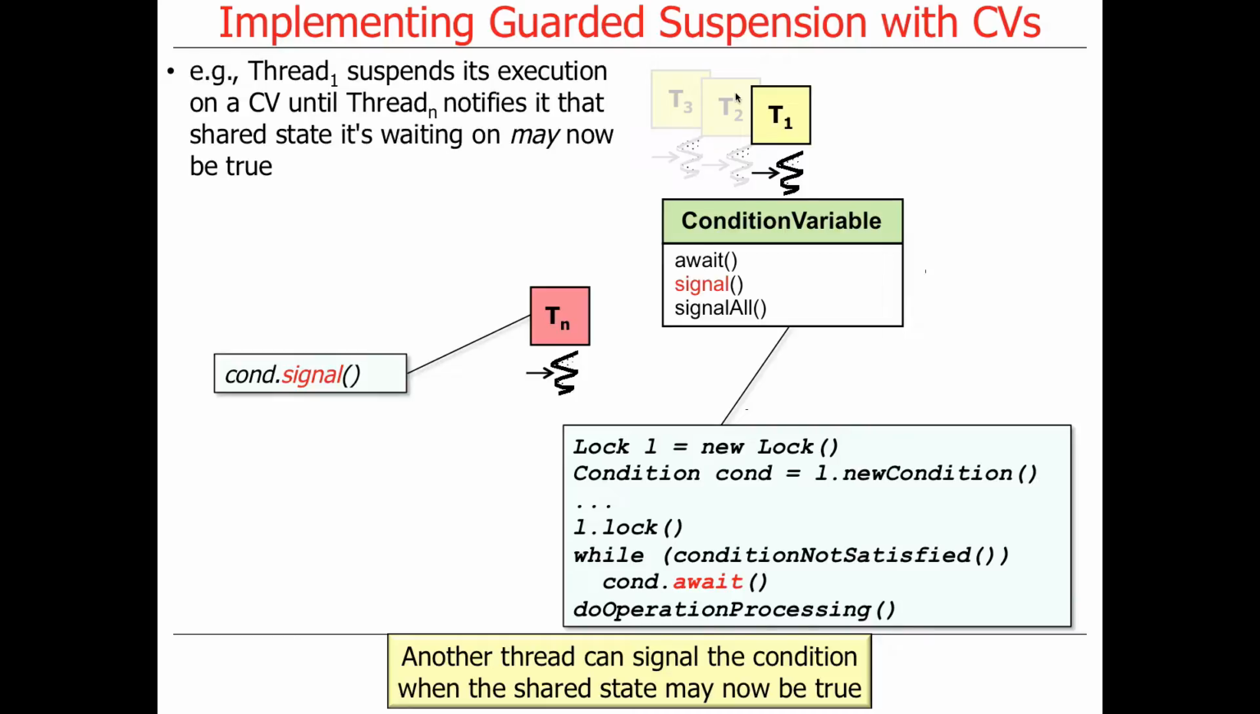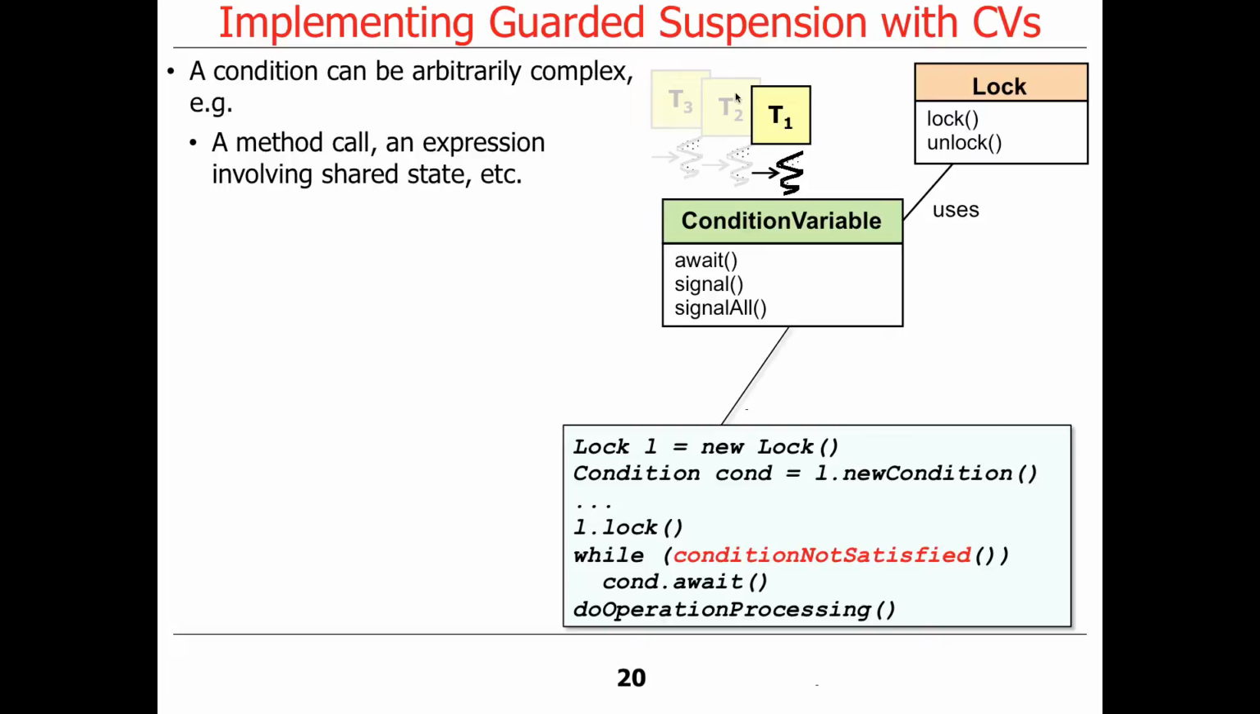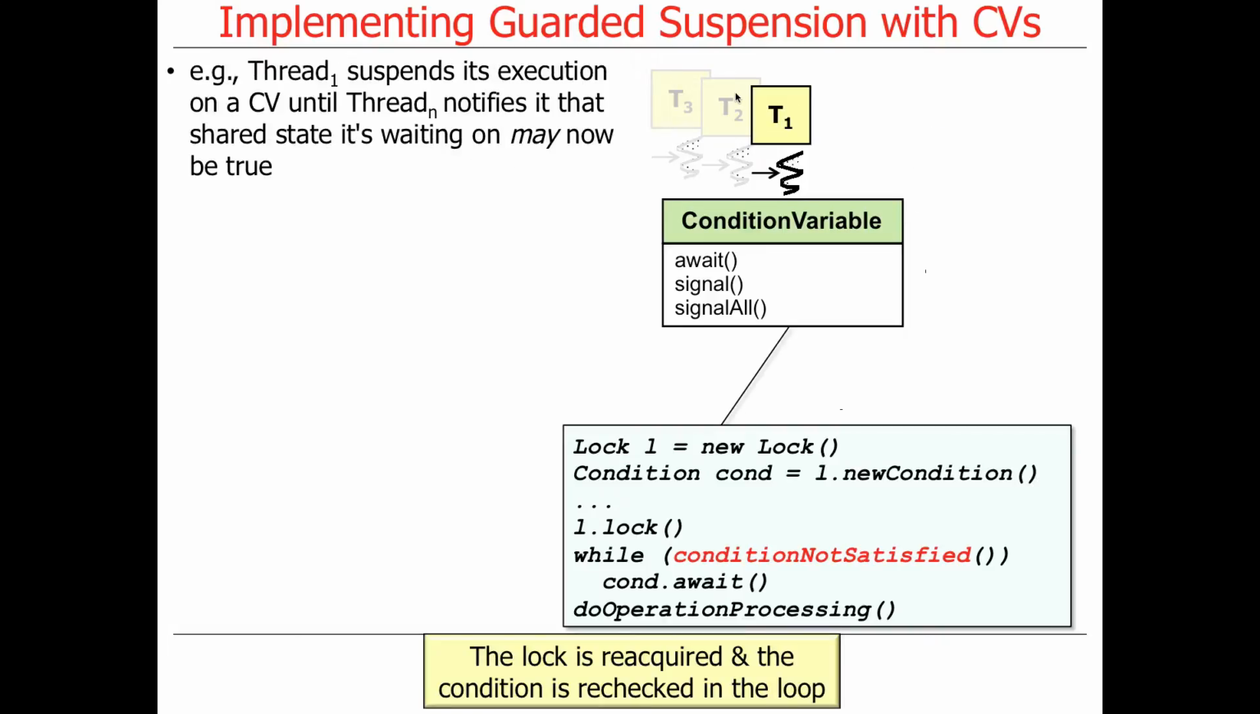OK, so when another thread signals the first thread through the condition variable, that's an indication that the state may now be in the right position. And if that's the case, the lock is reacquired, and the condition is rechecked in the loop. So we check again, we loop back around, check the condition with the lock held. And if it's OK, then we go ahead and do the processing.